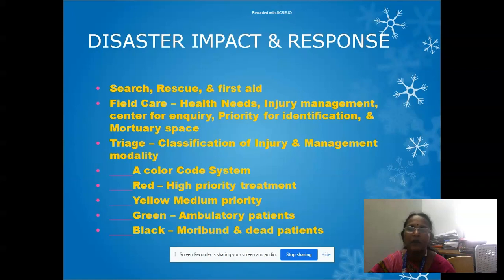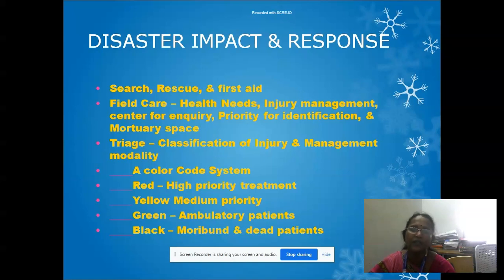First of all, we must search, rescue, and must give the first aid. We have to search the persons or the living organisms who have got trouble in the disaster place. We have to search, we have to rescue them, and must give the first aid to them.